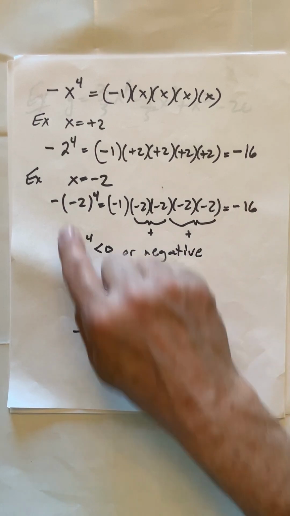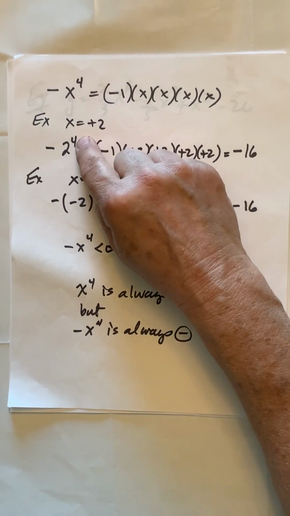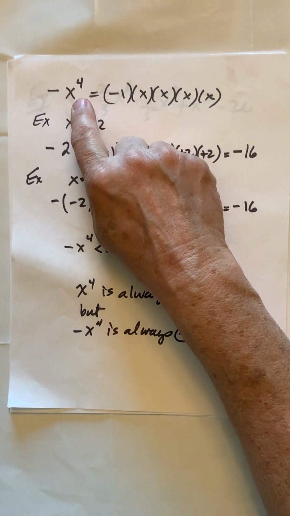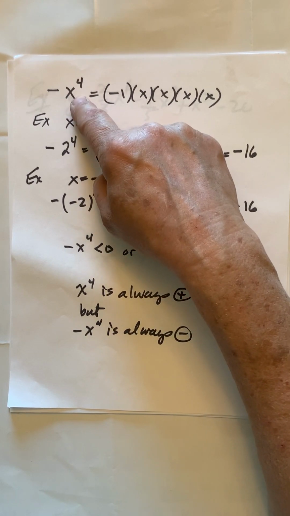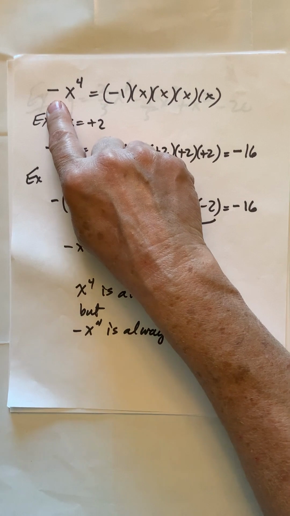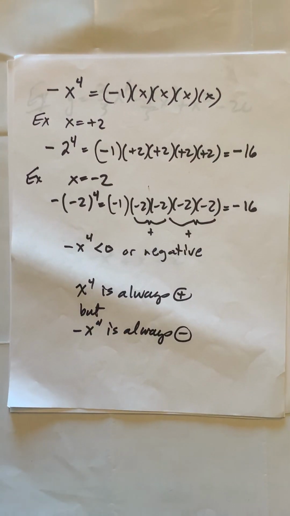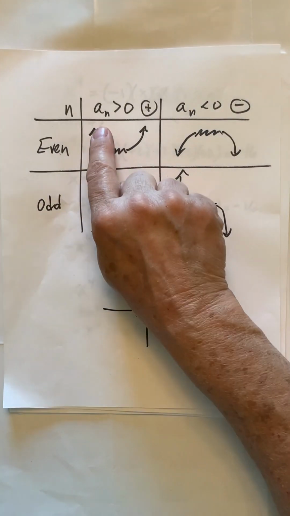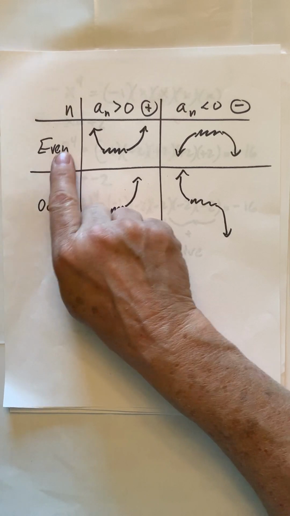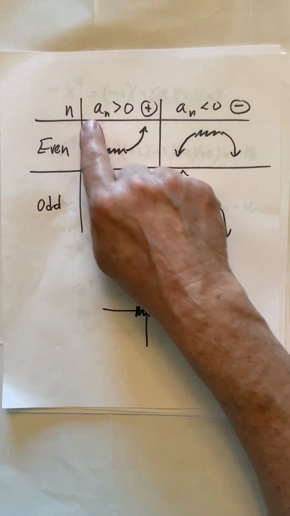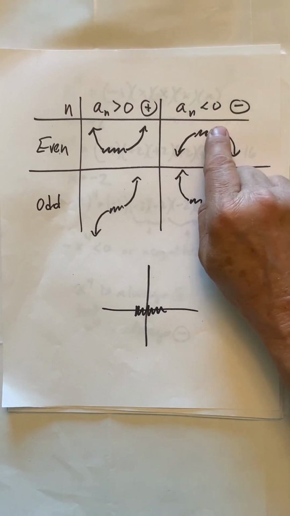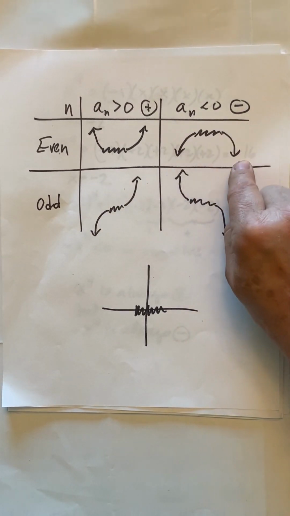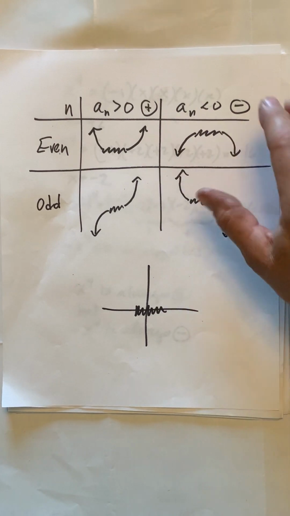So what really determines the behavior when you have an even power, because no matter what input you put in there, what's going to come out is positive, meaning the x to the fourth is positive, is the coefficient a sub n. So when you have an even power, if a is positive, that means y is going to be positive on both sides in the end behavior. If a is negative, y is going to be negative in the end behavior.